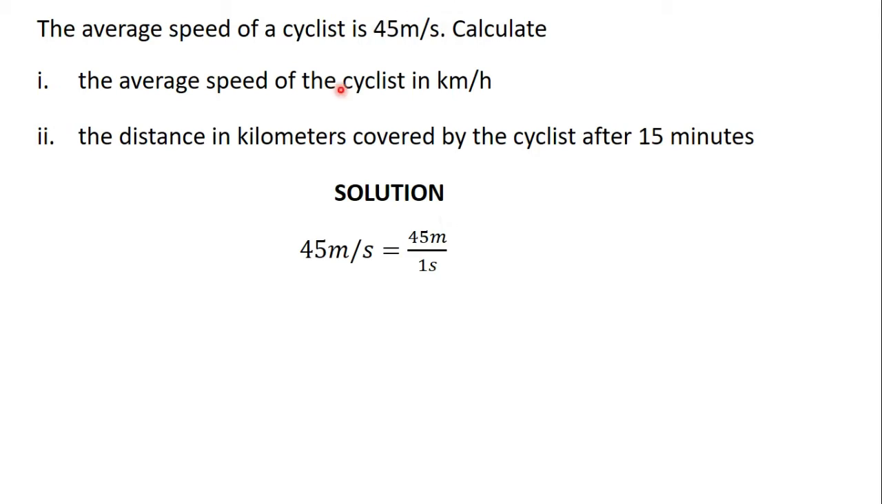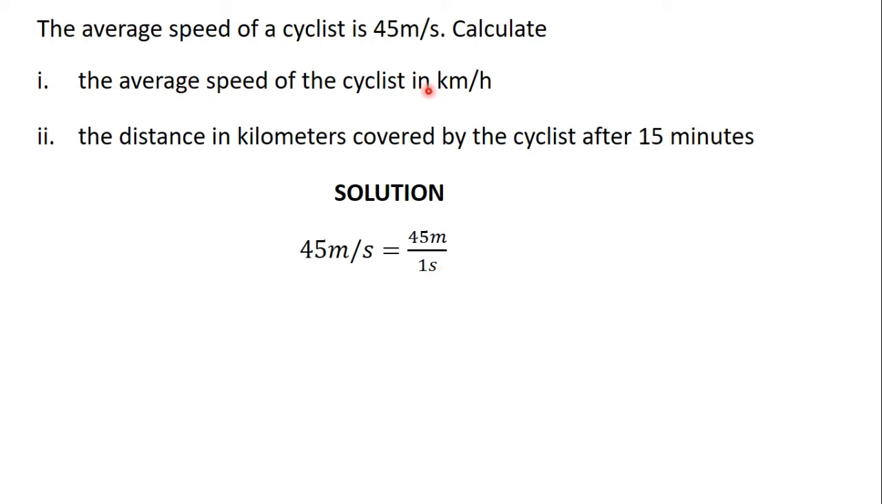So the average speed of the cyclist given to us is 45 meters per second. We have learned that 45 meters per second can also be written as 45 meters divided by 1 second, because 45 divided by 1 will give us 45. Meters divided by second will give us meters per second. So 45 meters per second can be written as 45 meters divided by 1 second.